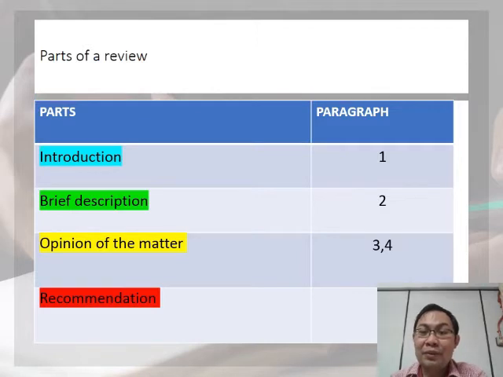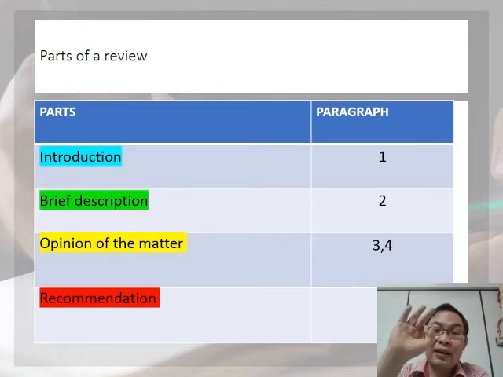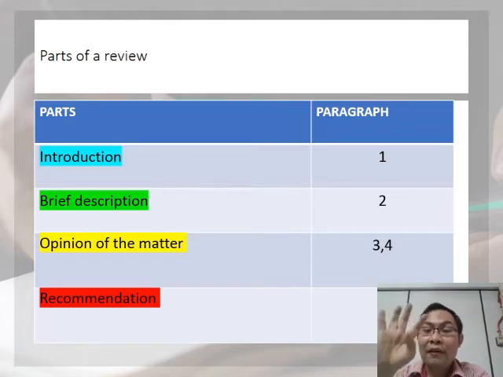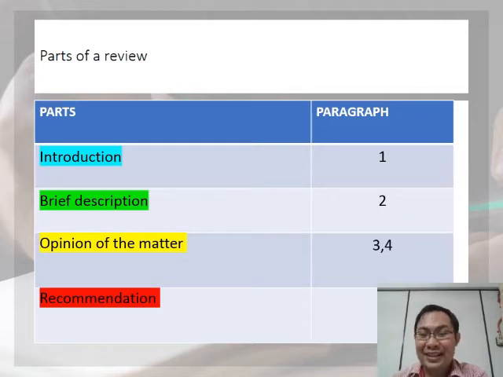So usually the first paragraph we will have an introduction, second paragraph we give a brief description. The word brief means short description. Third paragraph is your opinion, pendapat. It can be positive or negative. If you want, you can write for paragraph 3 positive, for paragraph 4 negative, and then you have a recommendation. You can copy this down in your book as well.